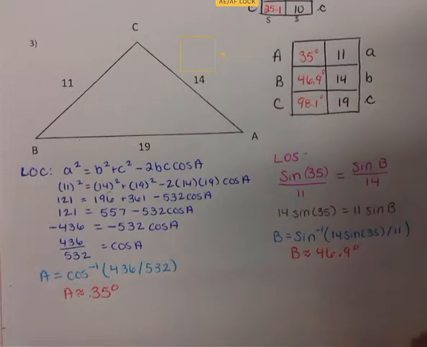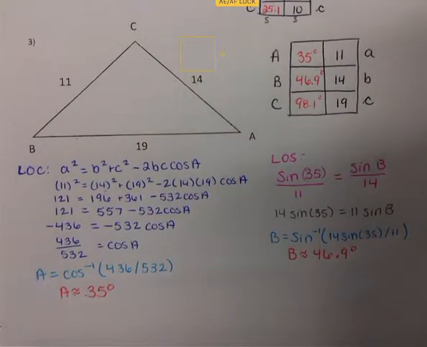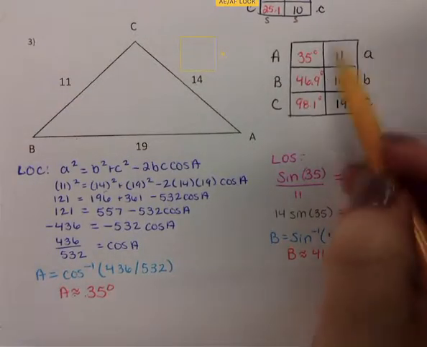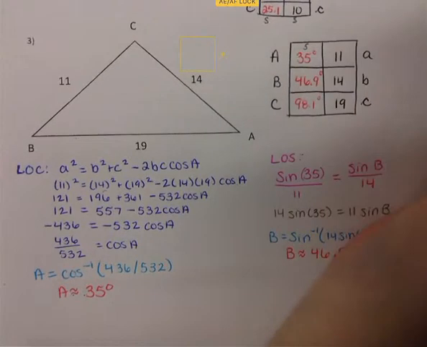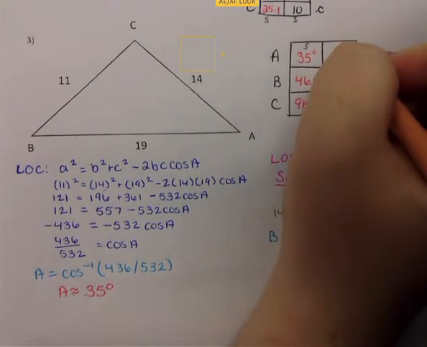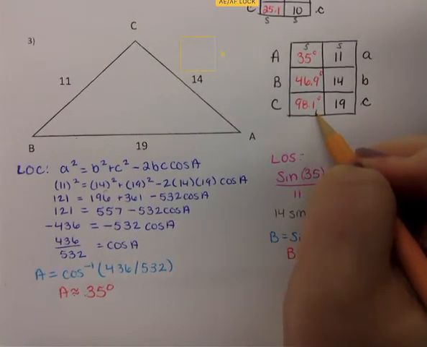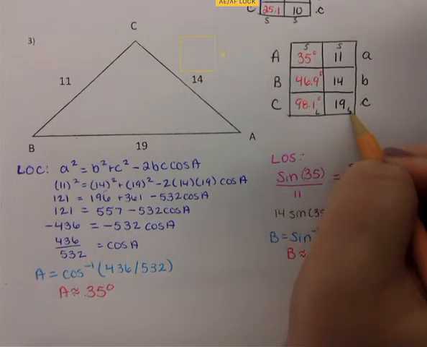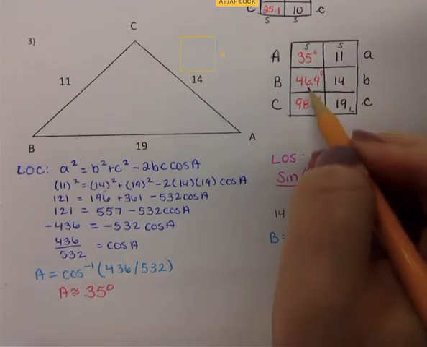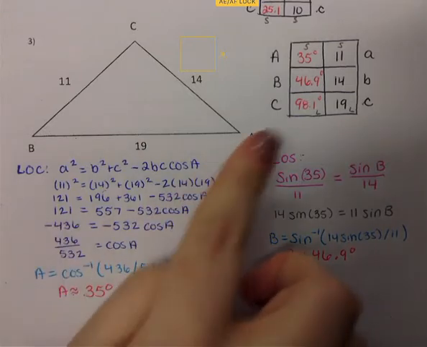But since we did law of cosines and then law of sines, we do need to always double check. Your smallest angle is A, and your smallest side is A. Your largest angle is C, and your largest side is C. That tells us that yes, these do match, so medium would go with medium. So this is the correct triangle, and this is our correct information.